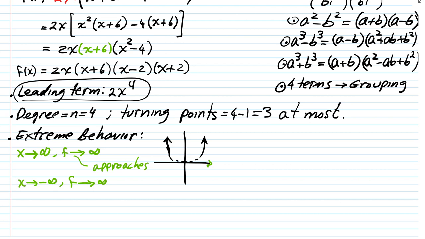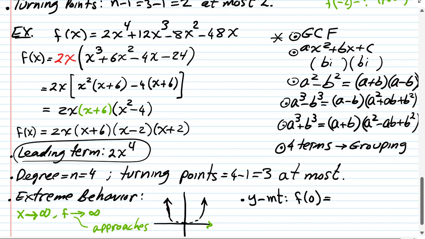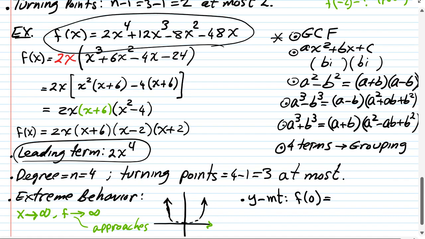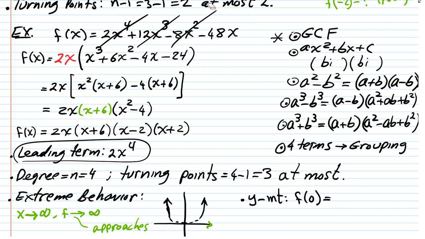Now the other standard stuff, the y-intercept, we do f at 0. Maybe easier to go into the original, right in here. Plug in 0 there. So you get 0. f at 0 will be 0.